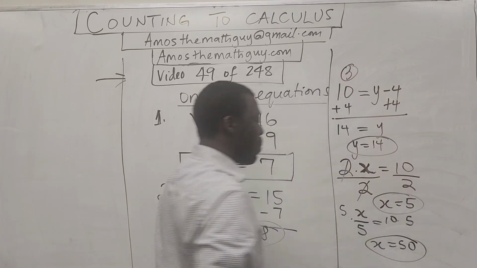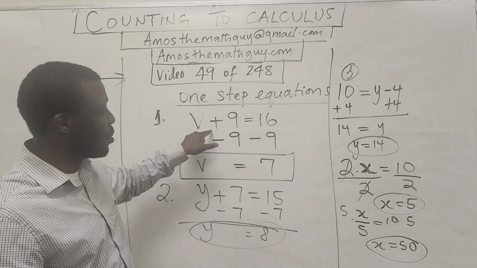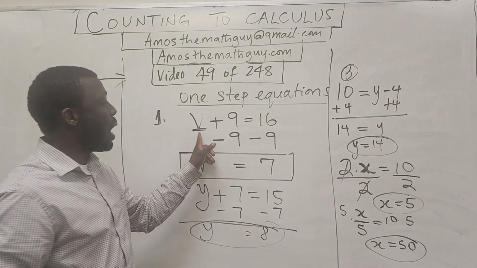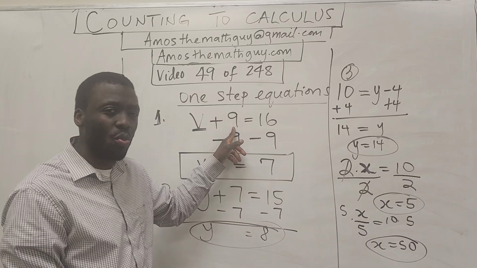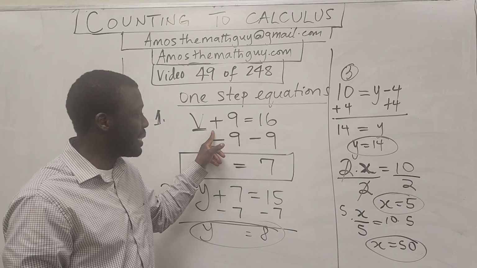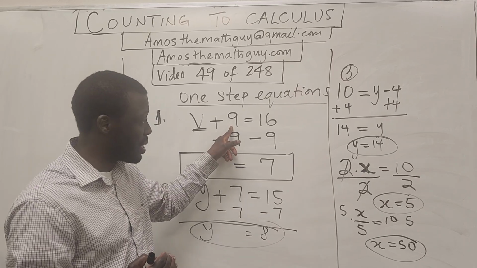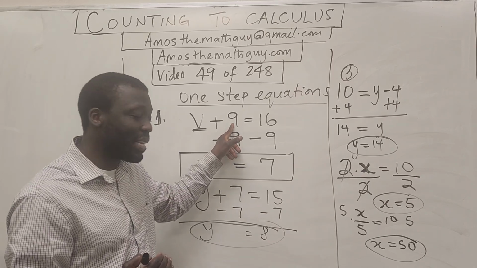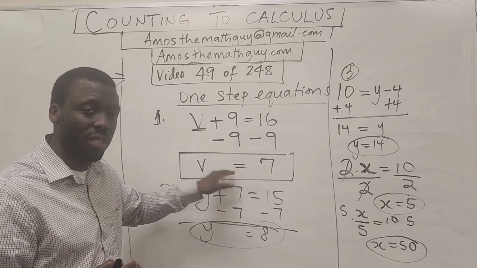So, let's go back and recap. When you're solving an equation, you ask yourself, what am I solving for? And what is the relationship between the thing I'm solving for and the other thing next to what I'm solving for? In this case, it's an addition. So I know automatically I need a subtraction to get rid of this. But if I do that to the left side, I have to do it to the right side. So that's number 1. V is equal to 7.